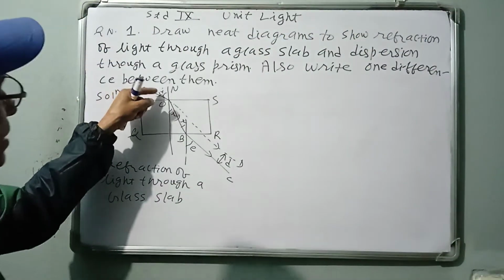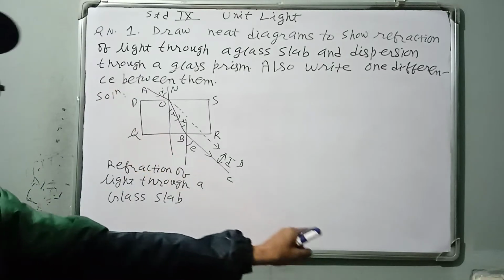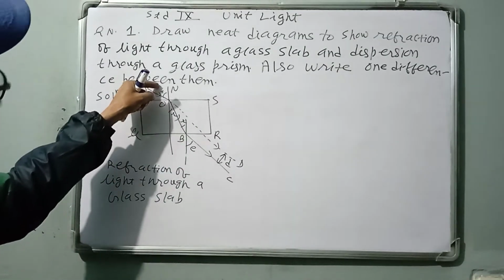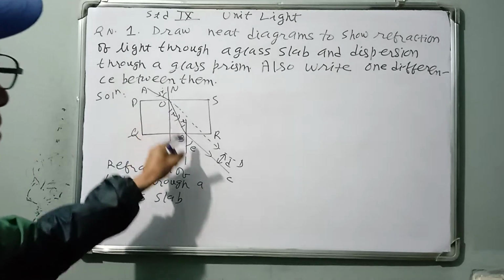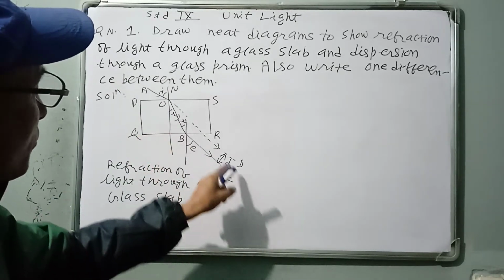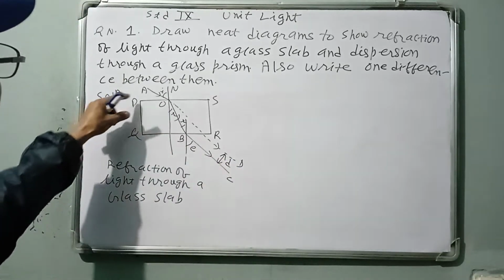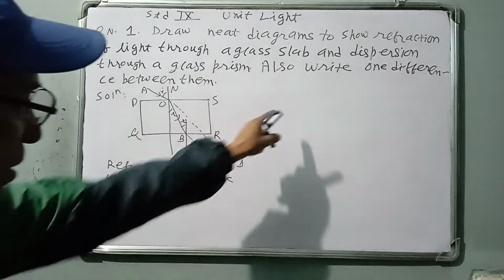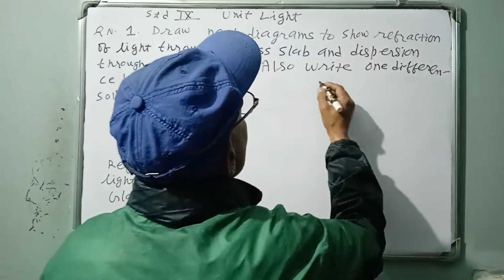See, incident ray, refracted ray, emergent ray. Normal, angle of incidence, angle of refraction, angle of emergence. D, lateral displacement. PQRS, glass slab. Now, glass prism.